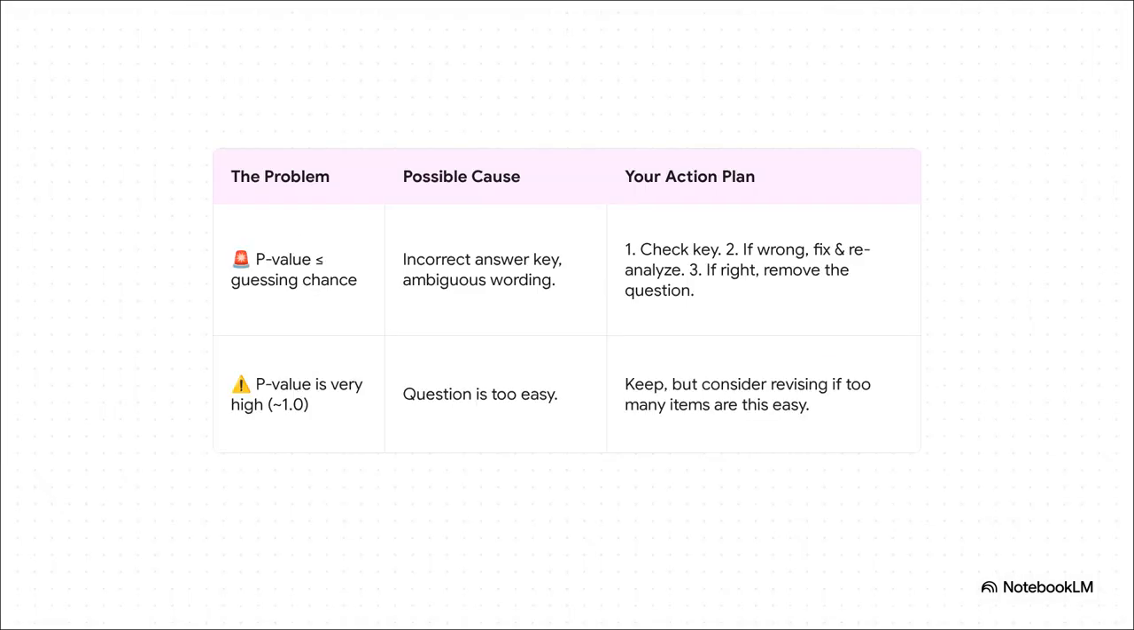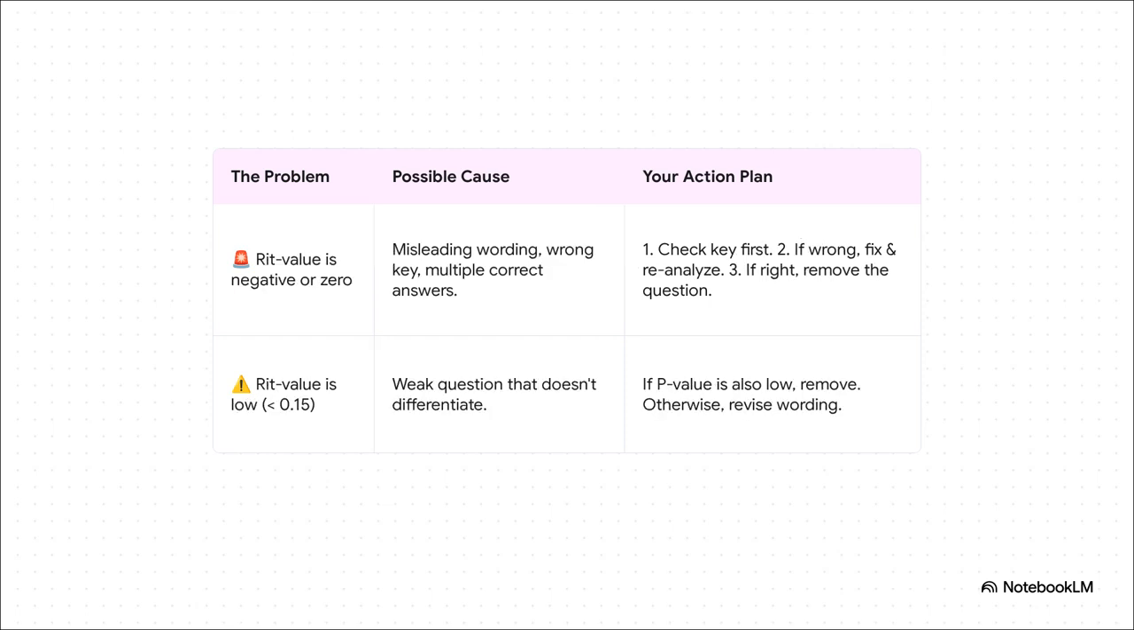Let's talk p-value. If a question's p-value is crazy low, like lower than just random guessing, something's probably broken. First things first, check your answer key. Seriously, is it right? If not, fix it, rerun the numbers. If the key is correct, then the question itself is probably the problem, and you should just ditch it. On the flip side, if the p-value is super high, it's just an easy question. That's usually fine unless your whole test is a cakewalk.